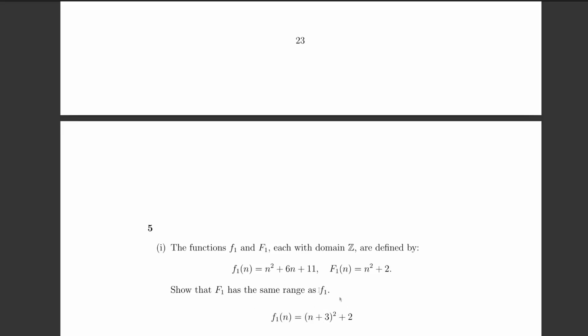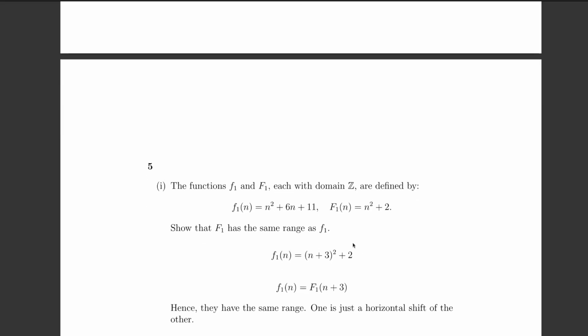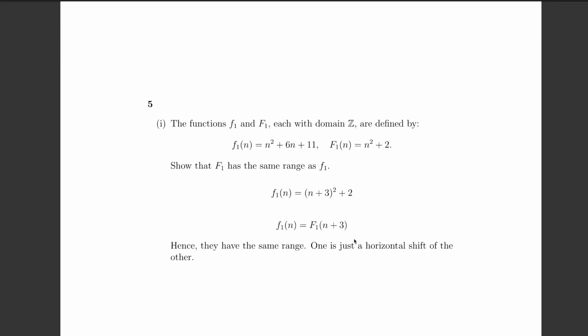Now, what you can notice is that these quadratics are just the same thing, except one is shifted, right? So if they're just the same quadratic and one is just a horizontal shift of the other, then they're obviously going to have the same range, right? You can just imagine that graphically. So yeah, hopefully that makes sense. First part, not too bad.